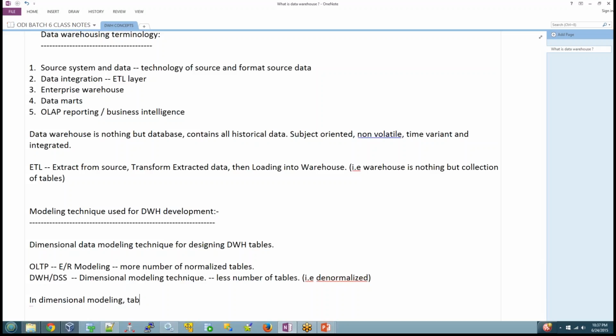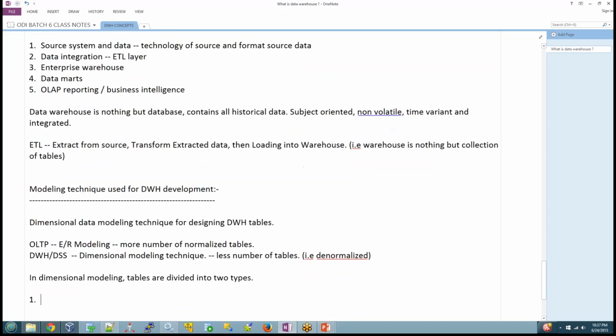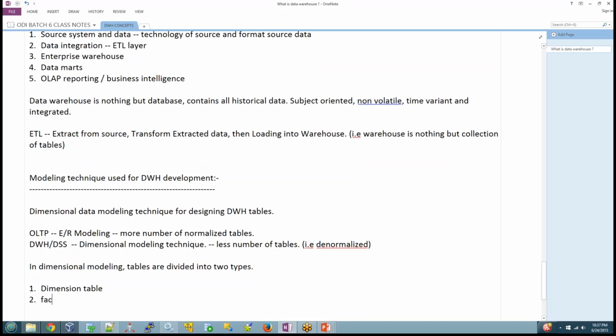The tables are divided into two types: one is the dimension table and the second is the fact table. So the tables are divided into fact table and dimension table. What is the meaning of the fact table and what is the meaning of a dimension table? First, let's see what the fact table contains.